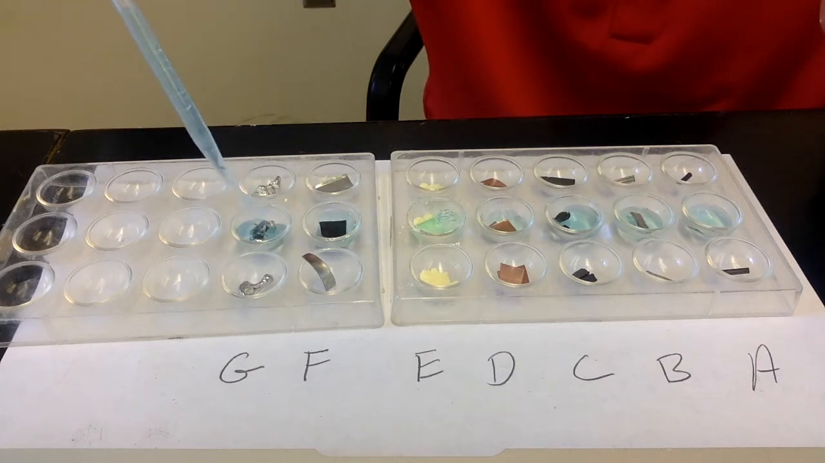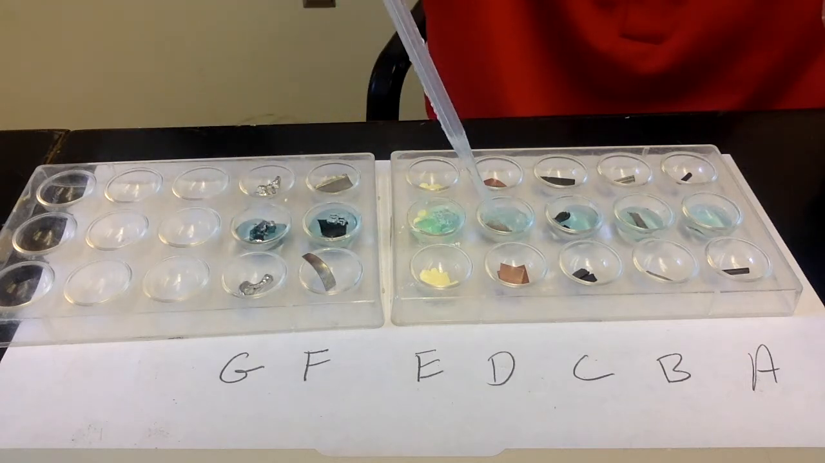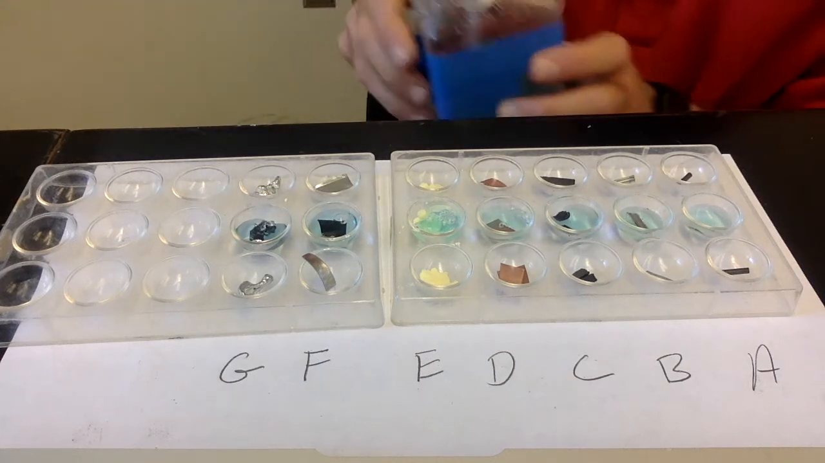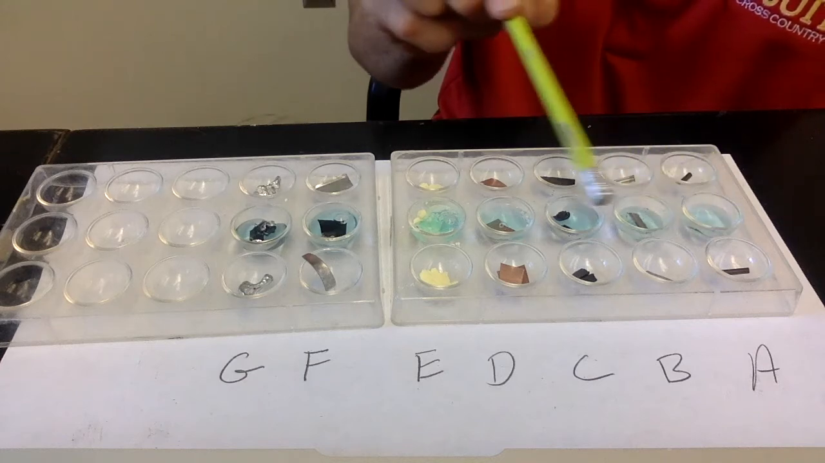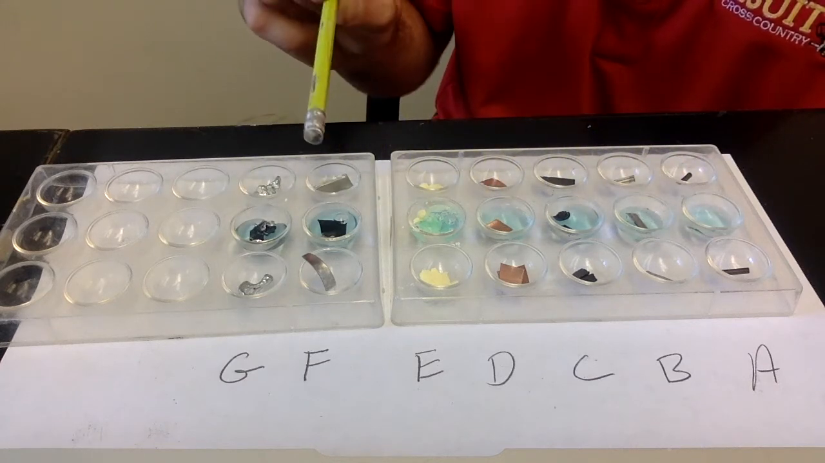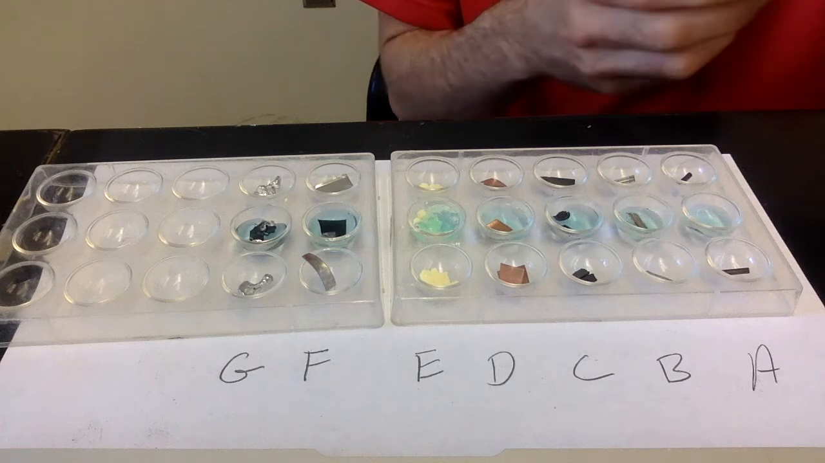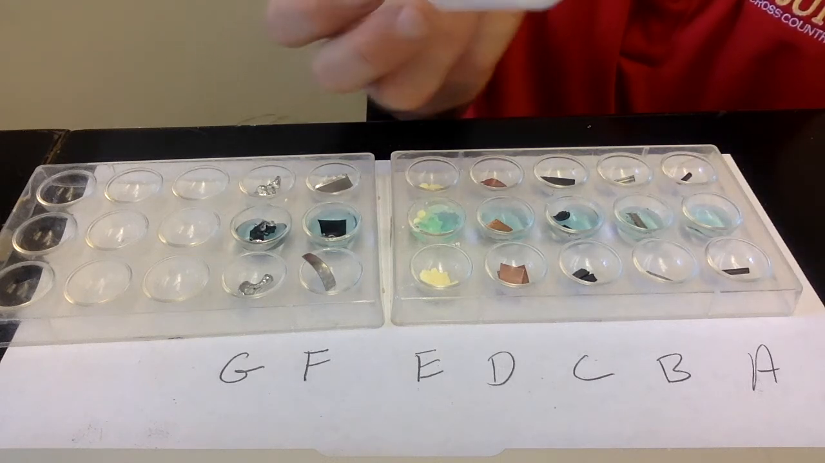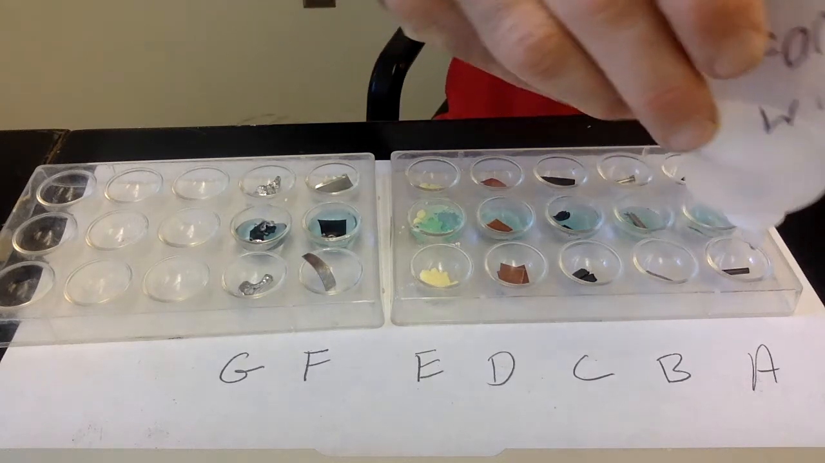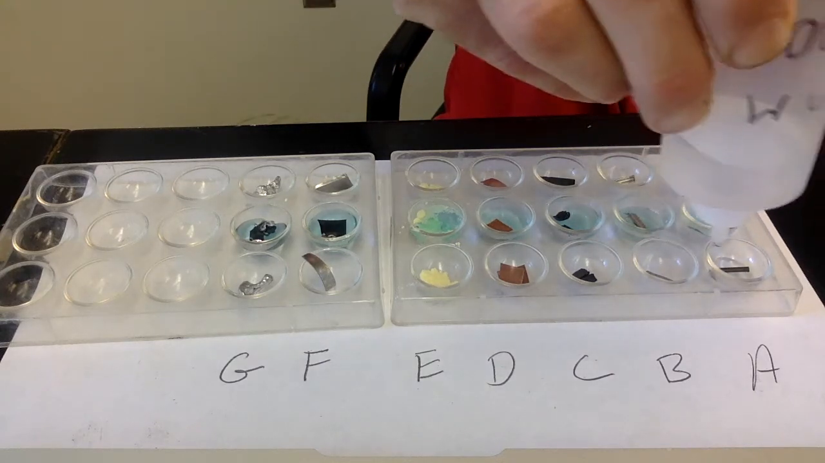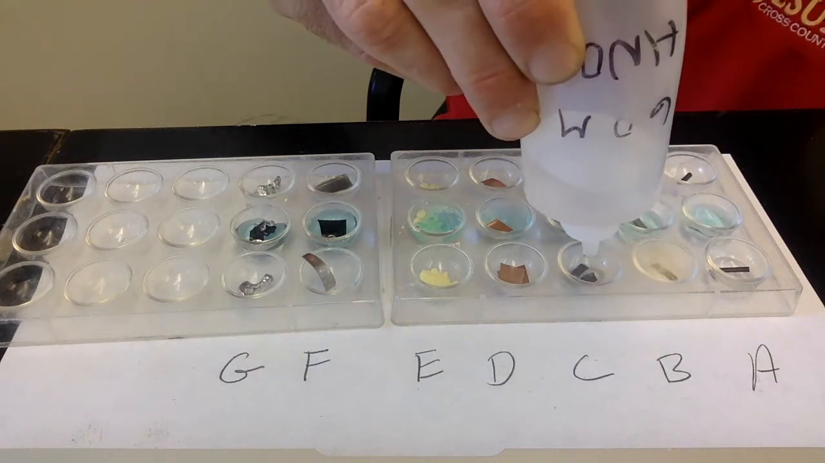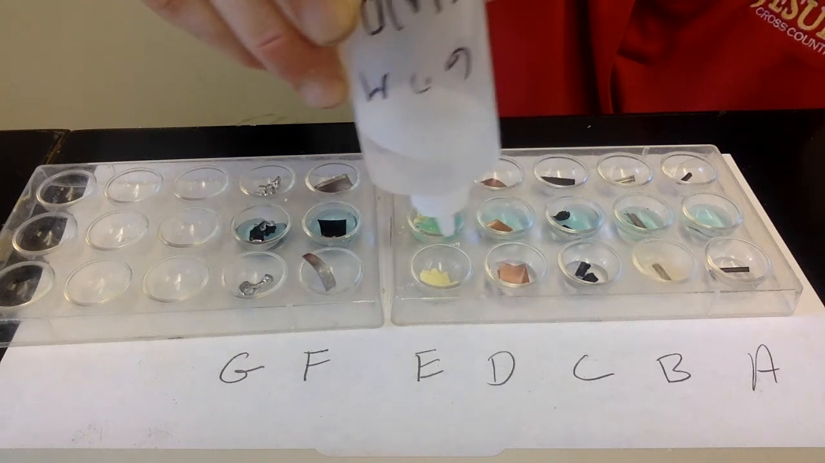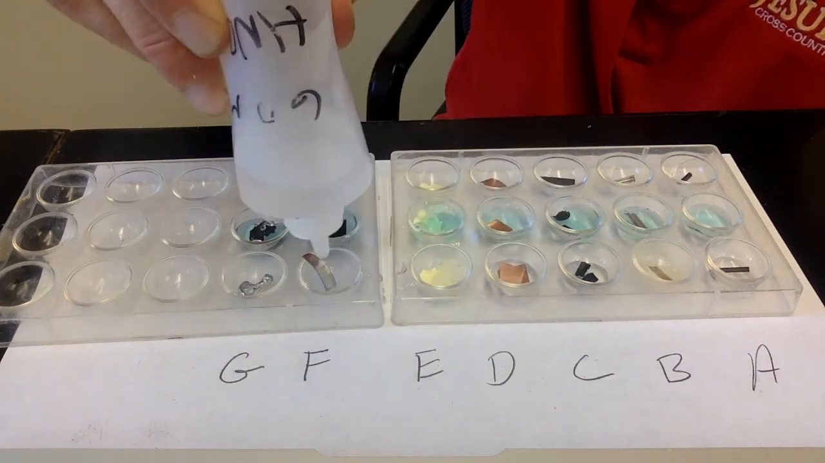So I'm leaving the first row unchanged. So these have nothing added to them, so we can compare. And then everything in this row right here, I added a bit of copper chloride to, so we can see how that reacts. We'll let it sit for a minute. And then this last row, the bottom row closest to you, I'm going to add a little bit of acid. This is hydrochloric acid, so we'll add a little bit of hydrochloric acid to each one of these, and we'll see how they react. You can see B is reacting quite a bit with the hydrochloric acid already, pretty rapidly.